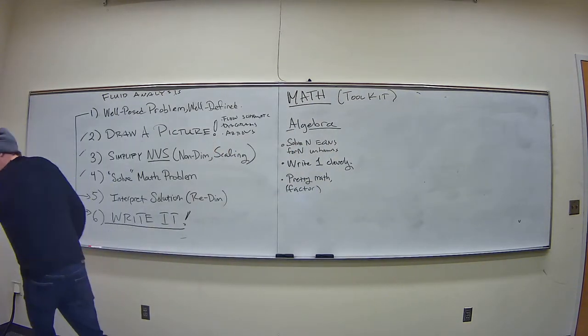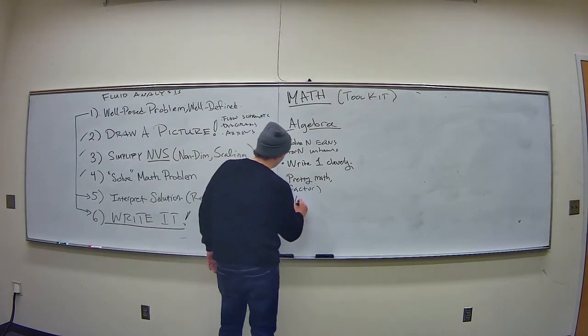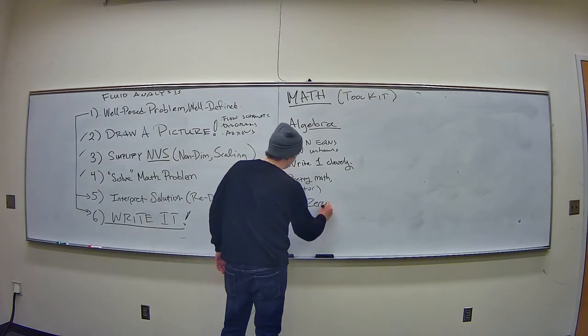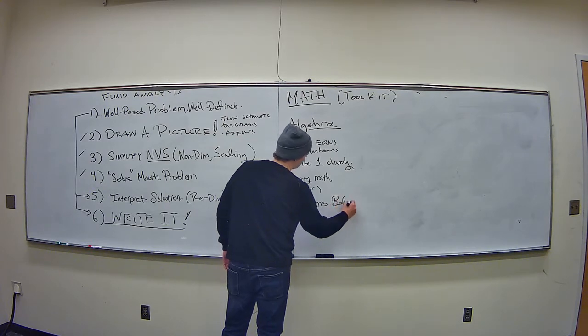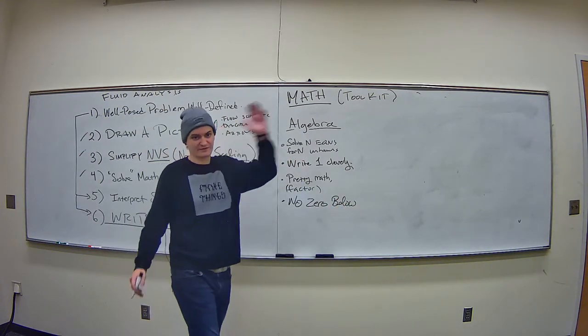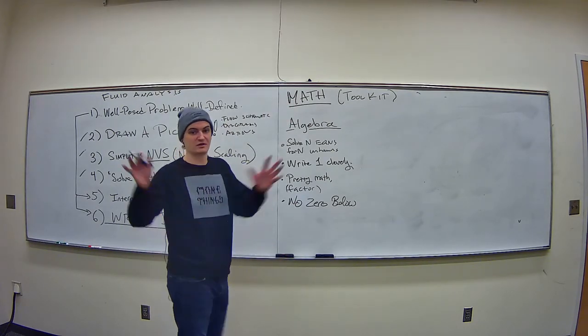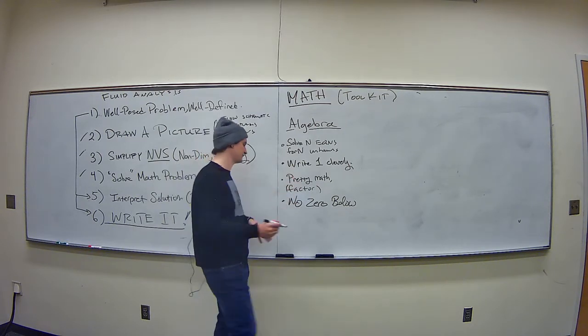Okay, anything else you need from there? Oh, yes, and then I have no zero below, right? Just can't have 0 in the bottom of a fraction. Just remember that. If there's a polynomial in the bottom of a fraction, you would solve it for 0, and you get critical points, or something crazy happens there.